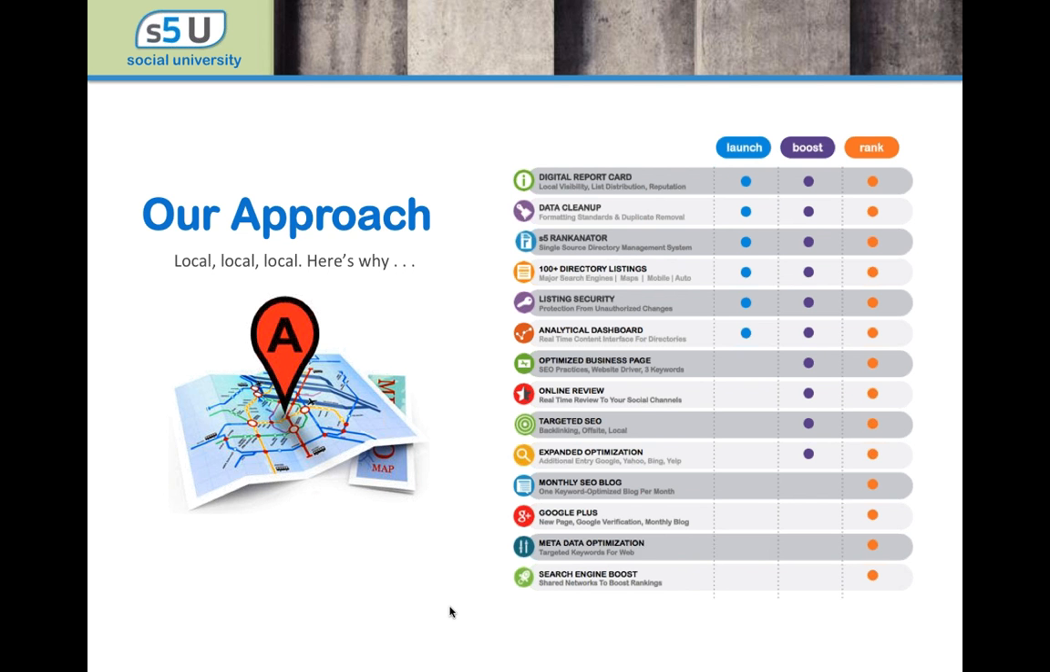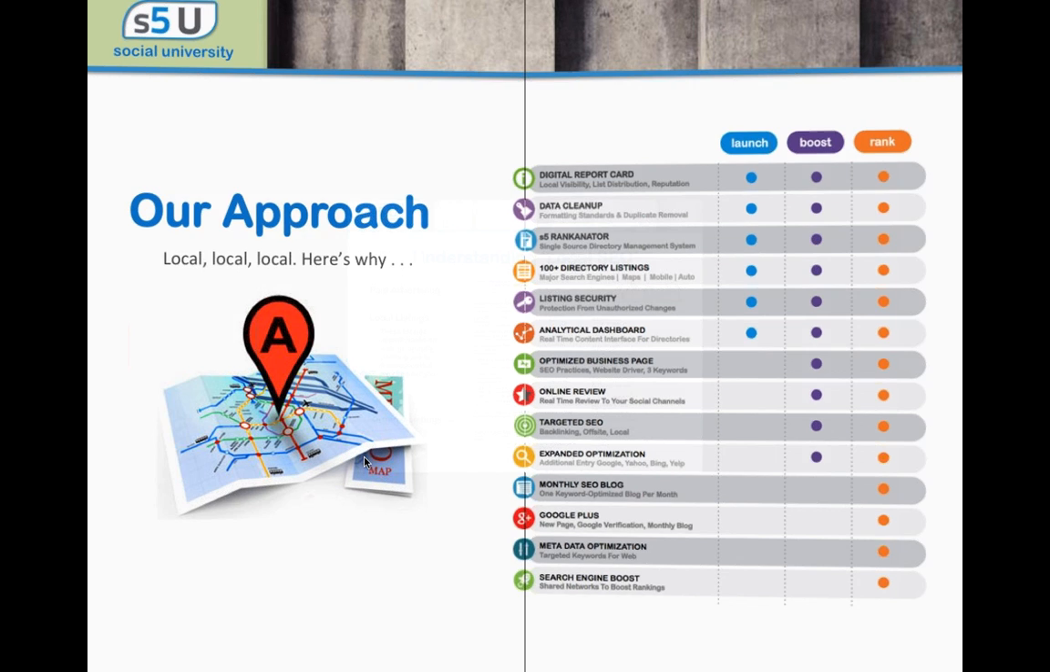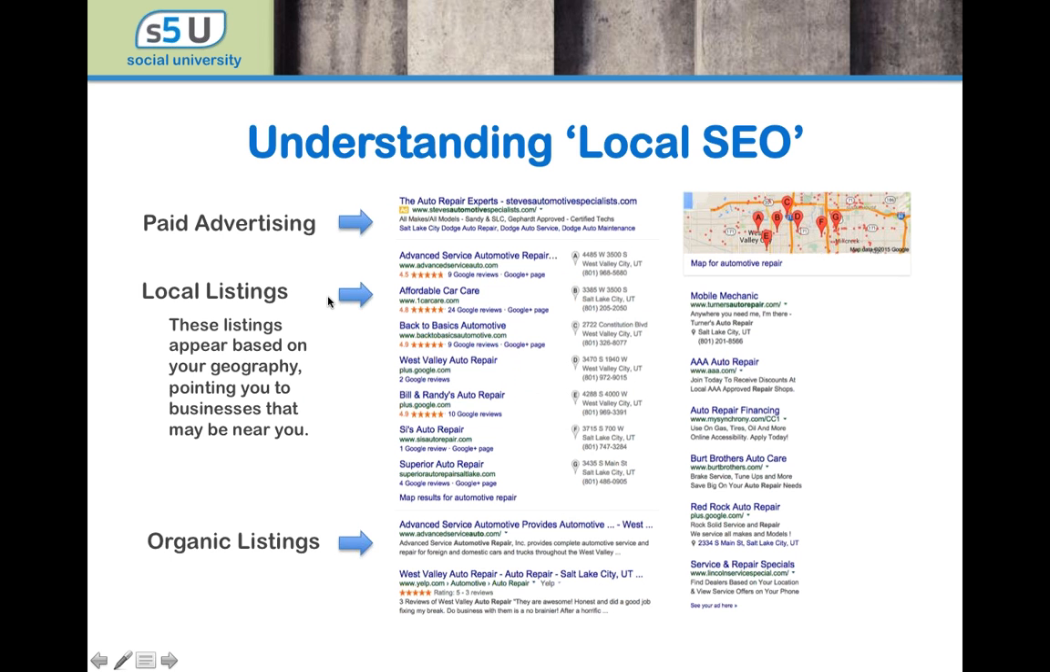We do a combination of local and organic for businesses that may be national in scope. All right, so just to give you visually an understanding of where that local SEO fits, take a look here on the screen. You'll see paid advertising at the top, and you've probably seen those in the past where it says ad next to the side. You see that little yellow box that says ad. This is where you'll actually pay to have those listings appear.